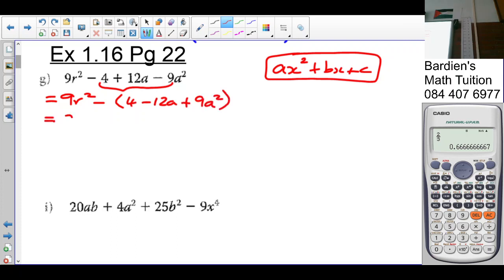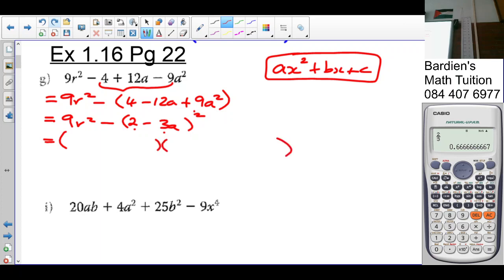What's the square root of 4? 2. What's the square root of 9a squared? So it's going to be 2 minus, there's the minus because of that minus, 3a. Then we check. 2 times 3a times 2 is going to give you negative 12a. Is that the case? Yes. So what type of factorization at this point?